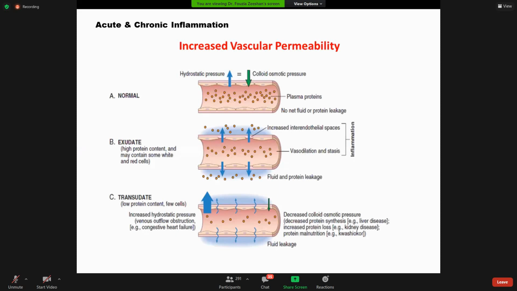We will discuss how increased vascular permeability occurs. Usually there is a balance between the hydrostatic pressure and the colloid osmotic pressure. But in case of increased vascular permeability, the balance is totally out of balance. There is increased hydrostatic pressure and decreased colloid osmotic pressure. I'm sure that you all know about the colloid osmotic pressure. Colloid osmotic pressure is a pressure which is exerted by the proteins that are present.